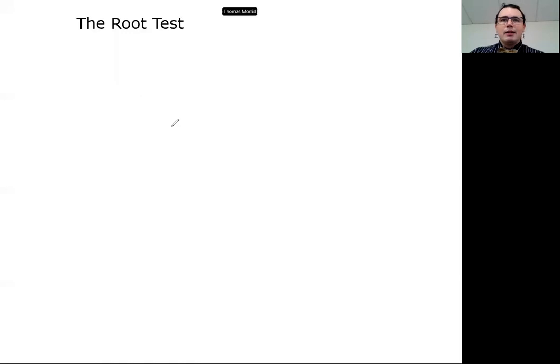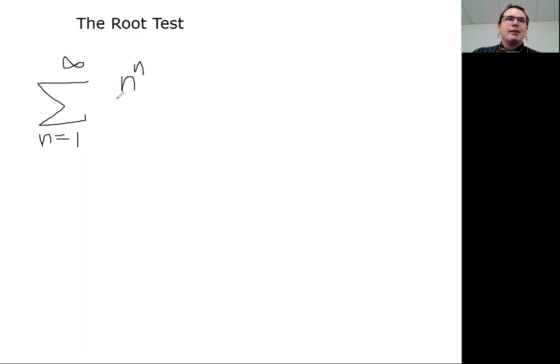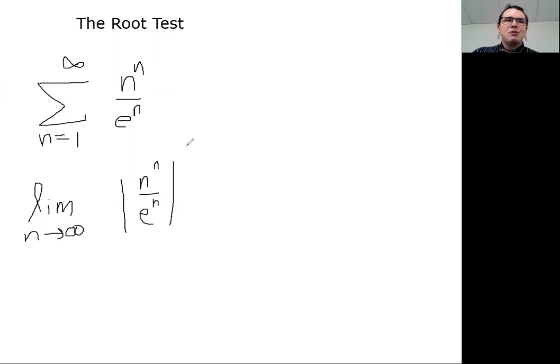Okay. The next one I want to try is the sum, again, n starts at 1 and goes to infinity. Now I've got n to the power n divided by e to the power n. Since we've been doing a couple of these already, you probably see where this is going to go, because everything in my formula is raised to the power n. I'll be able to use the root test, and the limit that I calculate will be fairly simple.